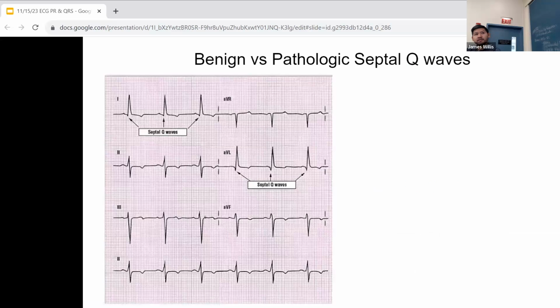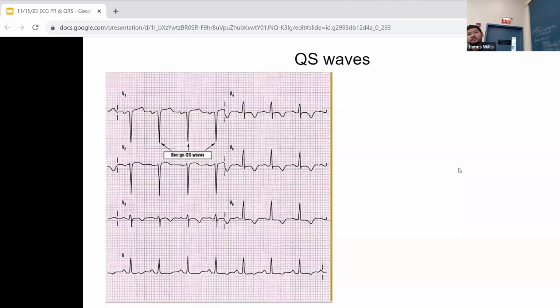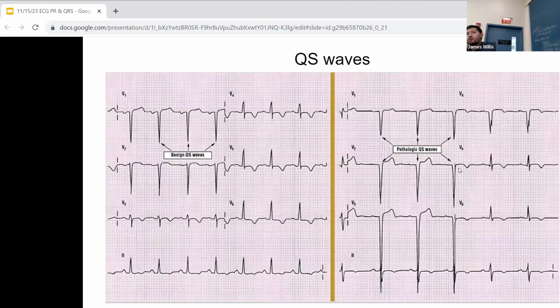Right. So here are examples of benign versus pathological Qs, and to the naked eye, if you were going through this really quickly, it wouldn't be difficult to notice, right? The Qs on the left look bigger than the right, but these aren't pathological, at least by the criteria we went over. Yeah, they're not wide and they're not one third. Here they're just a little bit less than a box wide. And this is an example of an abnormal QS in V2.